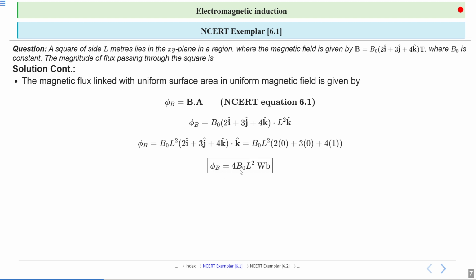So phi b will be equal to 4 B naught L square Weber. This is the method. This 1 is the coefficient of this k cap, and we are taking the dot product.